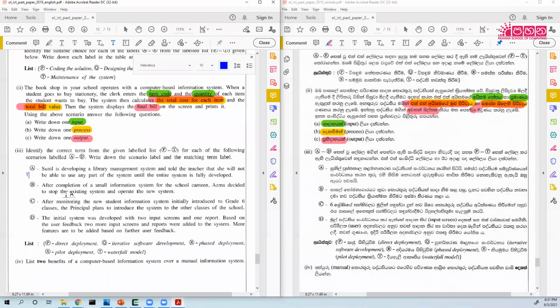After completion of small information system for a school canteen, Asma decided to stop the existing system and operate the new system. Right? After completion of small information system for the school canteen, Asma decided to stop the existing system and operate the new system.